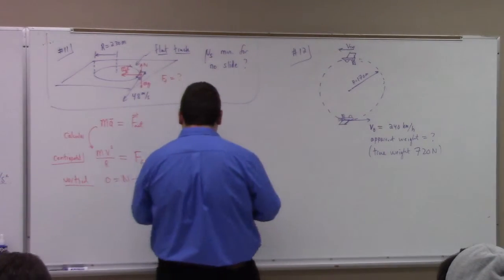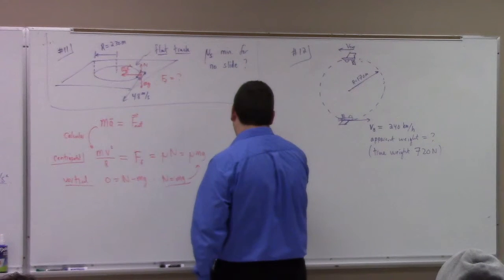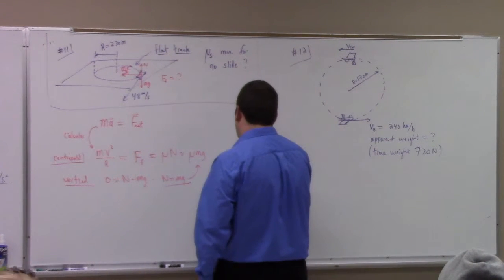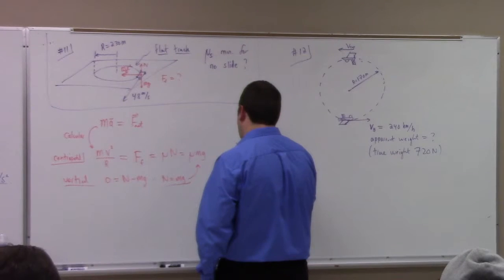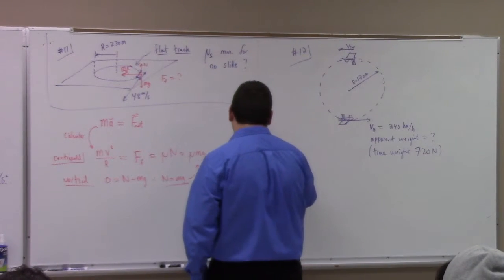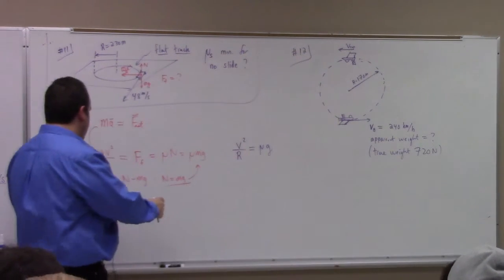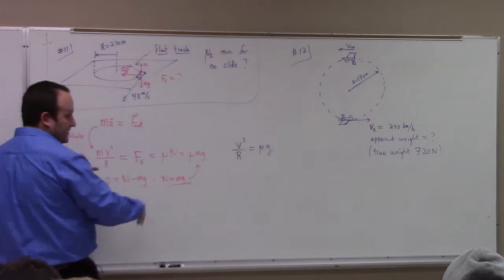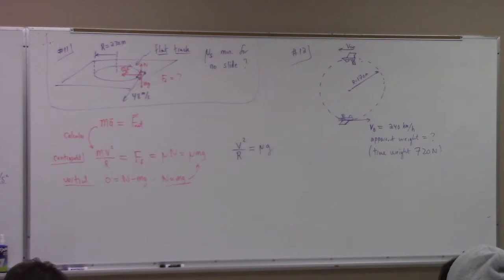We just have to look at the m's cancel, and we get v squared over r equals mu g. Isn't that neat? It doesn't matter how massive the car is, because the force of friction is proportional to m, and the mv squared over r is also proportional to m. It's the same for a car that weighs a kilogram or 1,000 kilograms, at least in this naive model of friction.